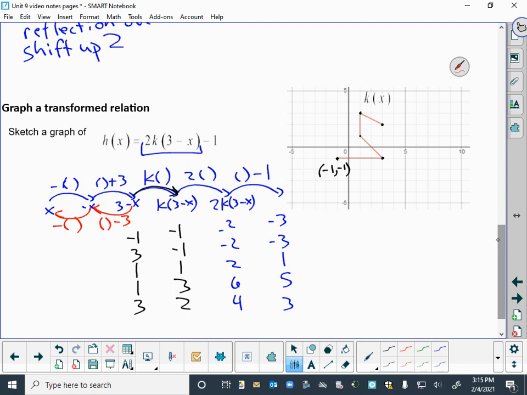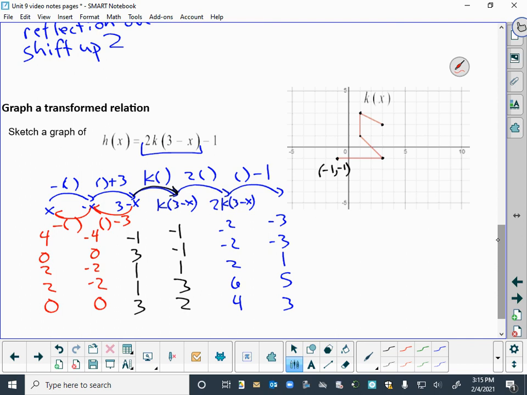And on this side, I'm going to follow the arrows moving back this direction, which say subtract 3. So negative 1 minus 3 is negative 4. 3 minus 3 is 0. 1 minus 3 is negative 2, and 3 minus 3 is 0 there again. And then the final arrow says change the signs on all of those. So that's a 4, 0, 2, 2, 0.